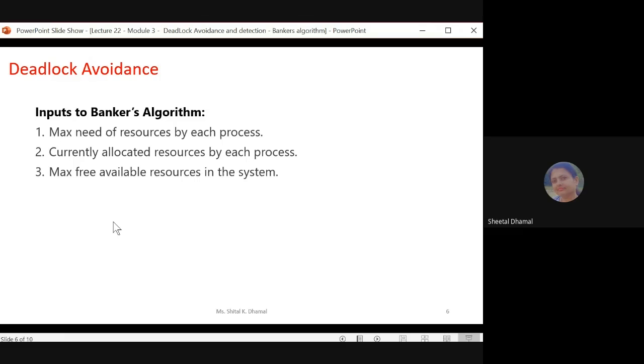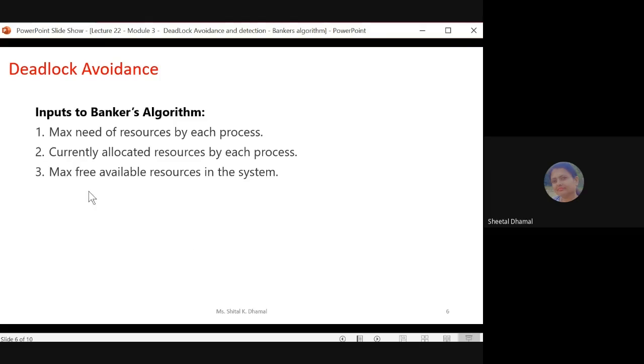So after allocating the 5 printers and 5 CPU cycles to the processes P1 and P2, the number of free available resources with the operating system are 5 printers and 5 CPU cycles, because the total number of resources available in the operating system are 10 printers and 10 CPU cycles, from which 5 printers and 5 CPU cycles are already allocated to processes P1 and P2.